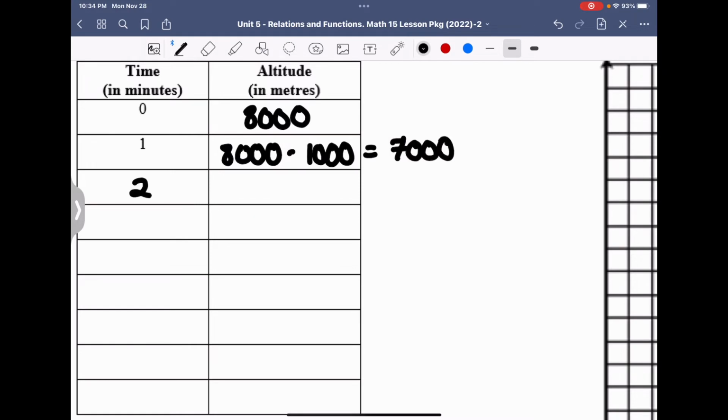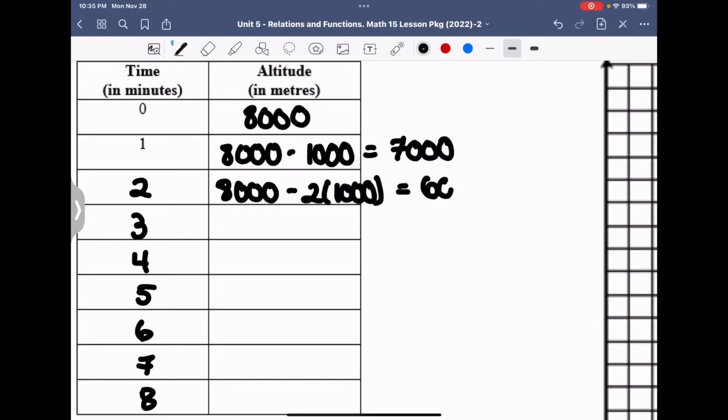And then what we want to do is fill out the rest of the table, 2, 3, 4, 5, 6, 7, and 8. Okay, at 2 minutes, it will decrease by 8,000 minus 2 times 1,000, which is equal to 6,000. And you should see the pattern continuing here. 8,000 turns to 7,000, turns to 6,000. As we add more and more minutes and time goes on, each minute decreases the altitude by another 1,000.